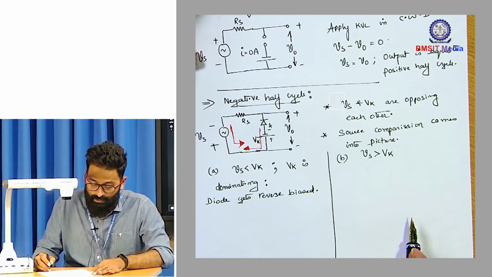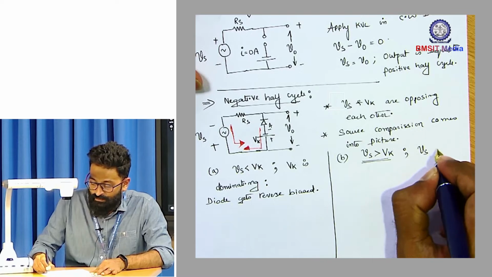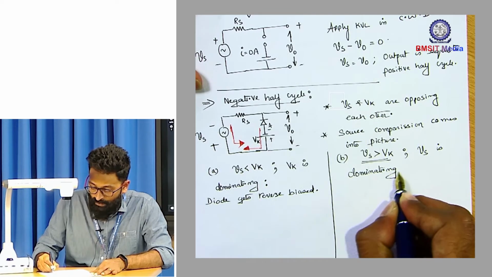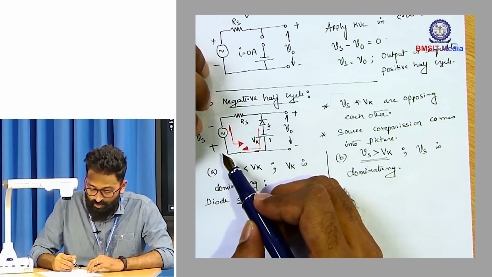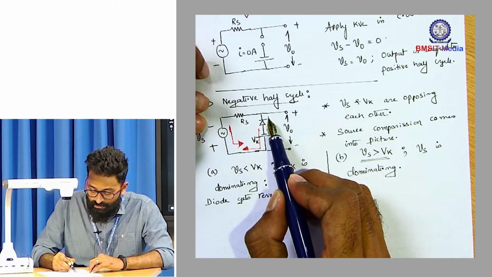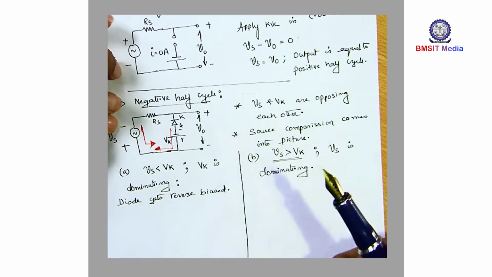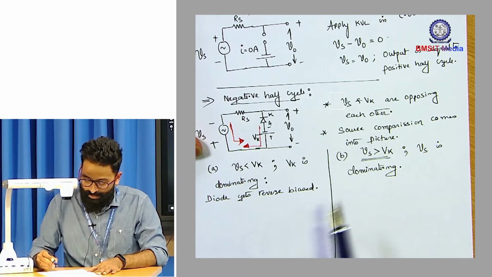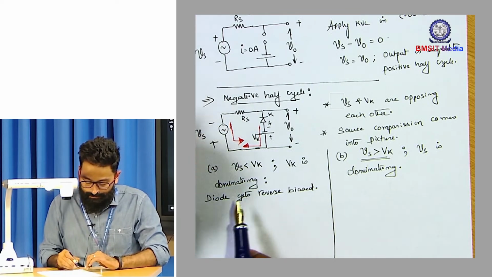On the other hand, if Vs is greater than Vk, you can say that Vs is dominating. And if you consider Vs as the dominating source, you can clearly observe that the negative terminal of Vs is connected to the cathode terminal of the diode. Hence, the diode is getting forward biased. So when Vs is less than Vk, Vk is dominating, and when Vs is greater than Vk, Vs is dominating.